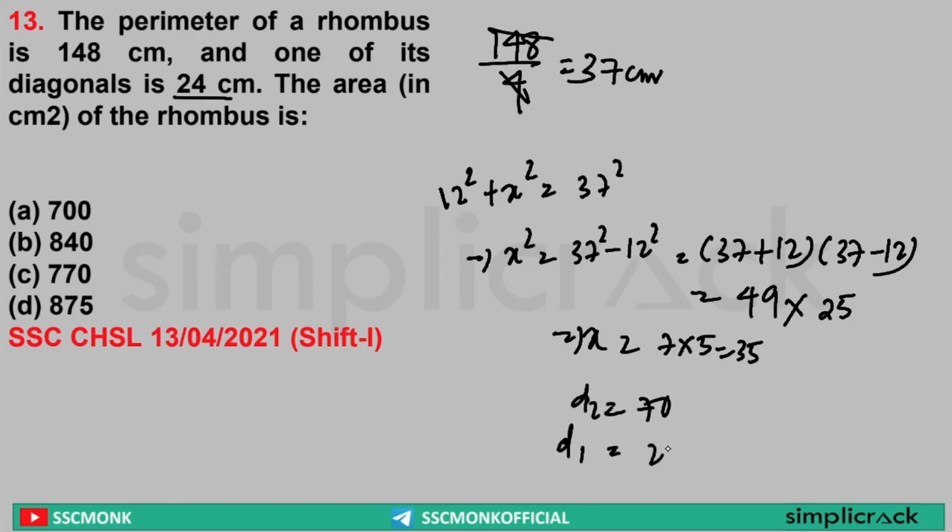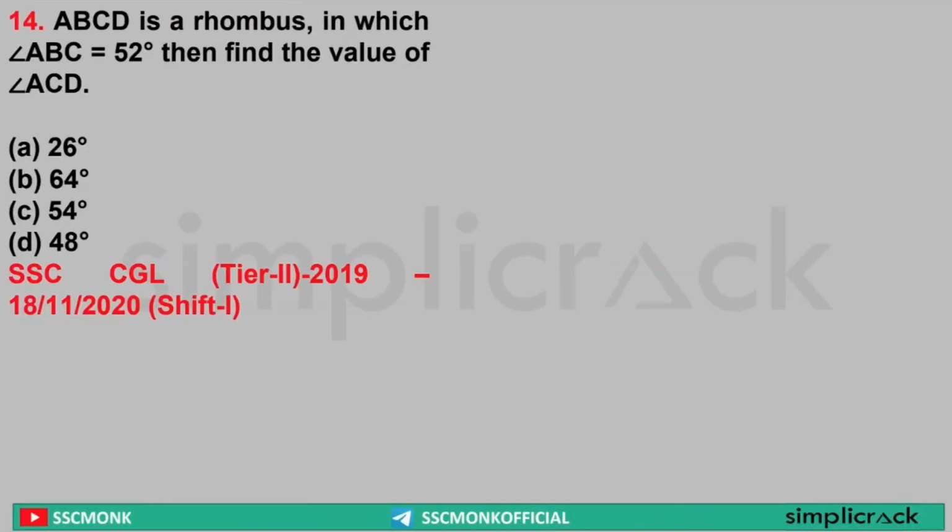Diagonal 1 is equal to 24. So area is equal to half into 24 into 70. 2 12s are 24. 12 into 70 is equal to 840. So answer option B. Next.